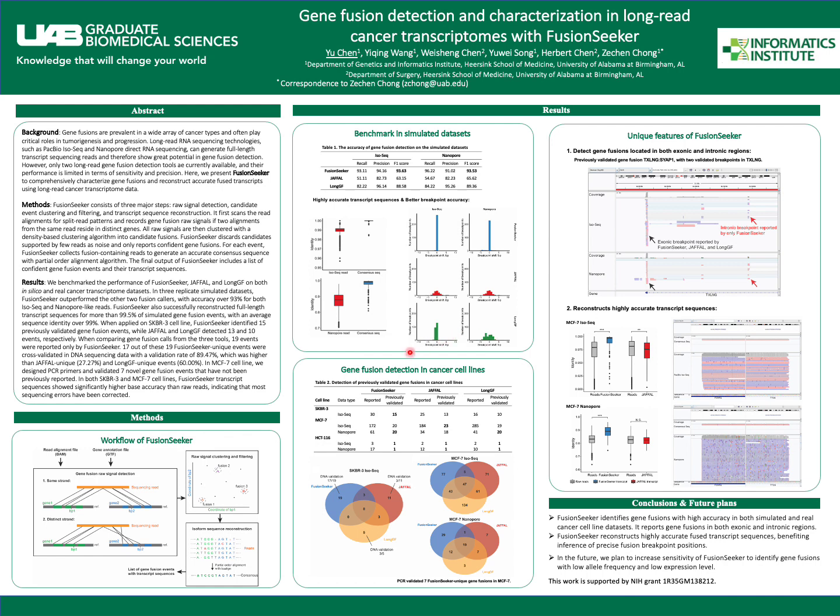And then we move on to the real data sets. So we have 3 cancer cell lines. Some previous studies have identified gene fusions using short-read data and validated them through PCR. And here we apply 3 different callers to see how many of the previously validated events can be captured. We highlighted the highest number among the 3 tools in bold. So we see that FusionSeeker is able to report the most previously validated events among the 3 tools, which means it usually has higher sensitivity.